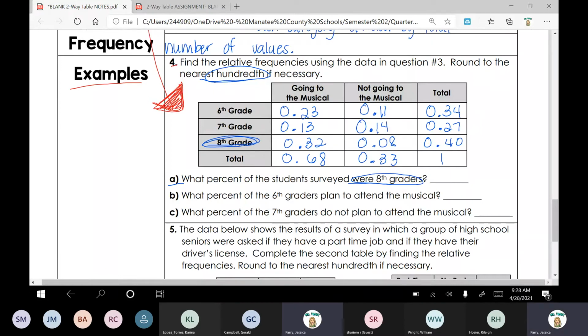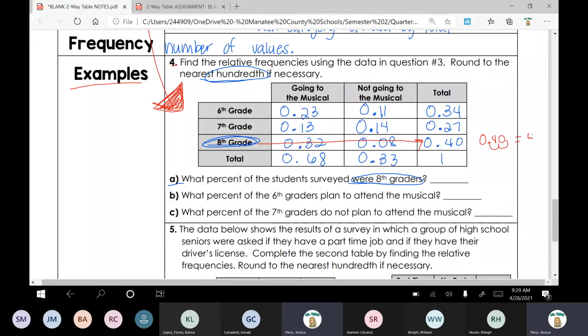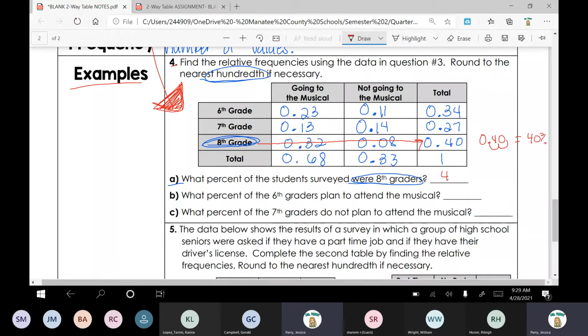And then we're going to be dragging all the way across. We're looking at our total of just the 8th graders. And you can see it says 0.40, but we're talking about percent. So 0.40. And then what you do is you scoot your decimal over 2 times to the right. 1, 2. And then you get your answer of 40%.